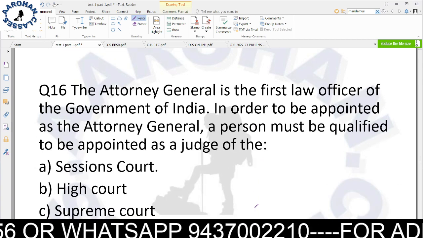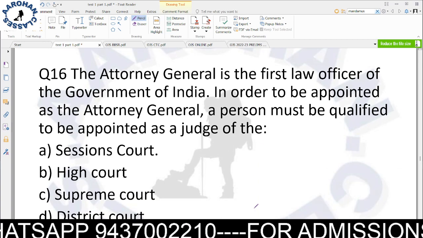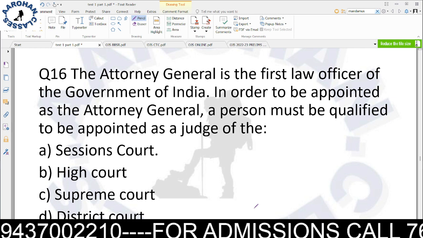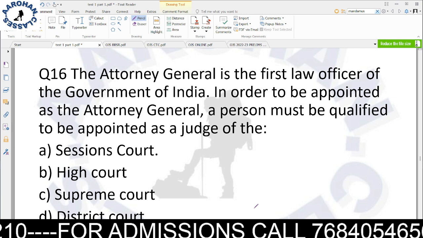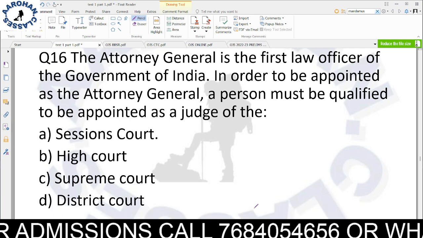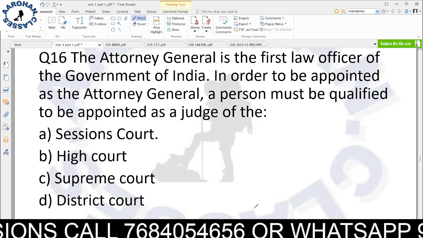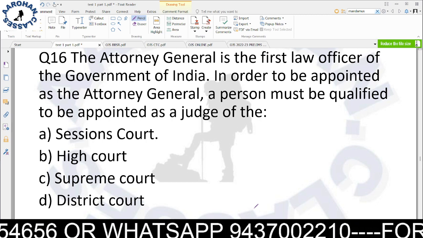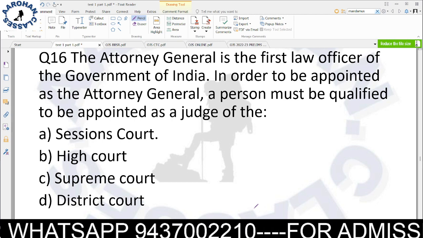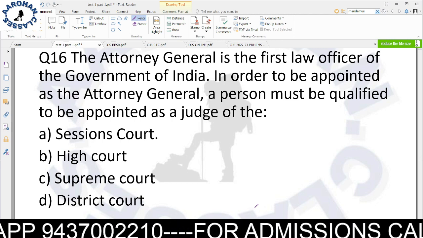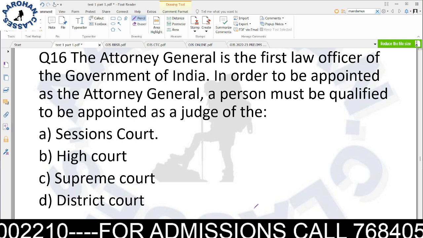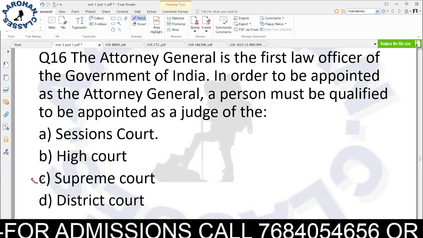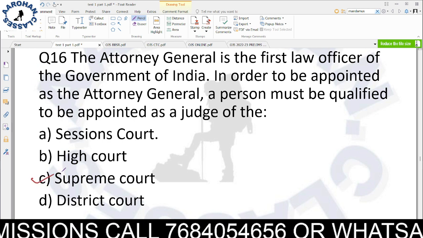Now coming to question 16. The Attorney General is the first law officer of the Government of India. In order to be appointed as Attorney General, a person must have qualified to be appointed as judge of which court? Okay, so the simple question, that is the Supreme Court. He should be qualified to be appointed as the judge of Supreme Court. So C is the answer.